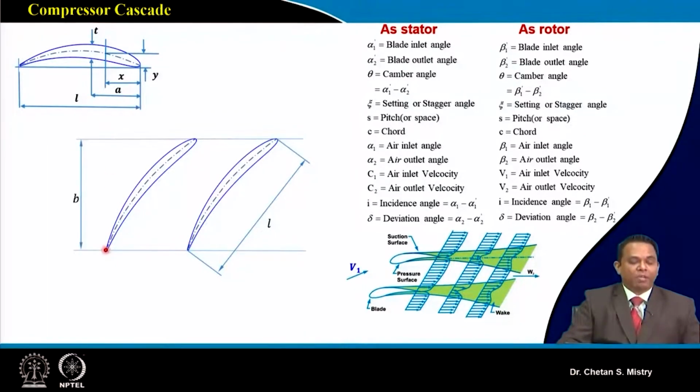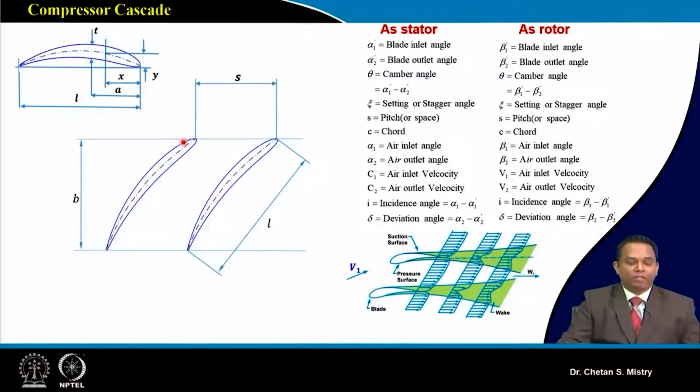If I am measuring my vertical distance here in the axial direction, that is called axial chord. So remember, the chord and axial chord are two different things. This B we can say is my axial chord.